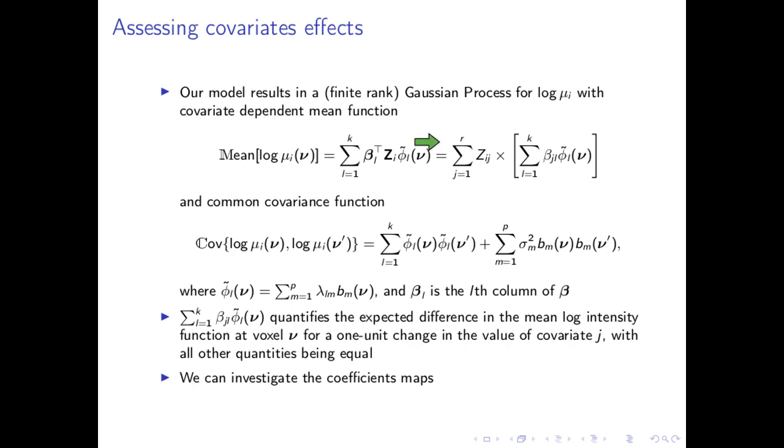Now, if I want to assess the impact of the covariates, what I care about is to look at these maps, because these maps show me the expected difference in a mean log intensity function at a particular voxel, given a 1 unit change in the value of covariate j, all other things being equal. So it's the usual interpretation of, let's say, a covariate coefficient, even though here we're looking at maps. So we can see what these maps look like.